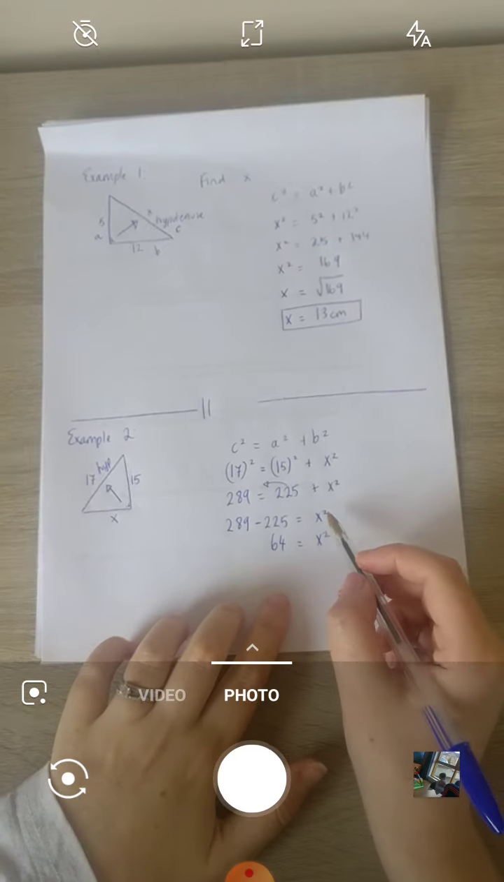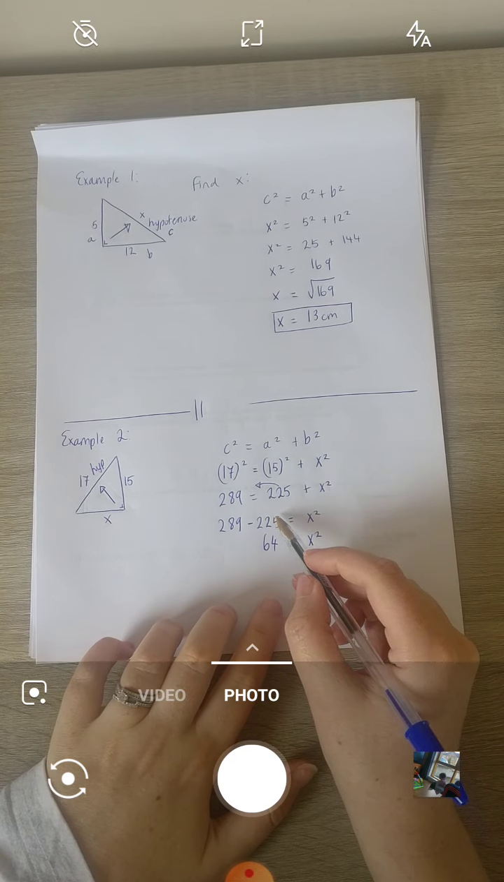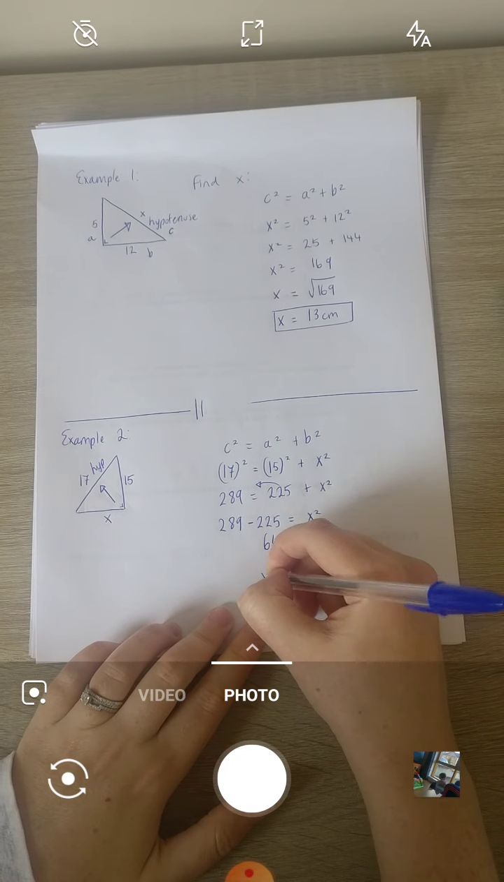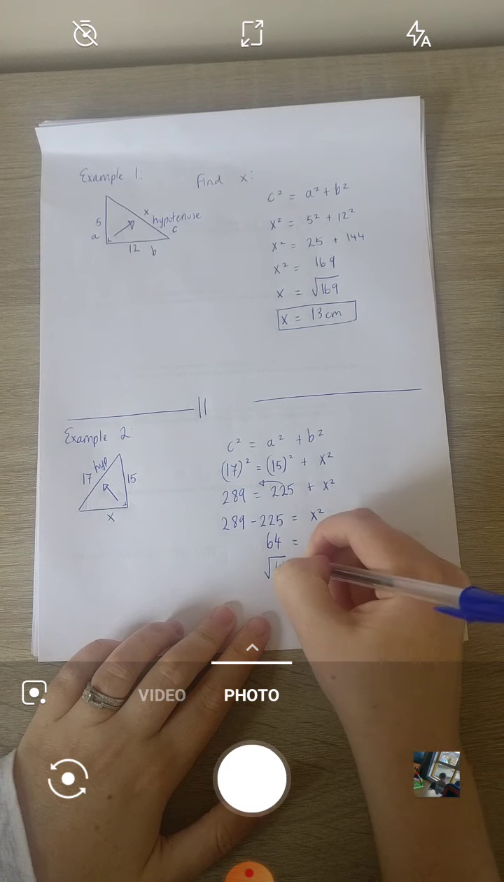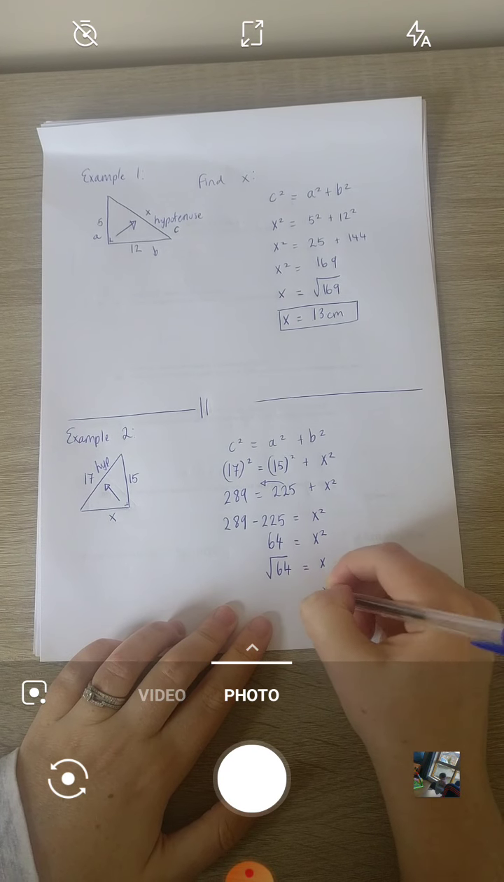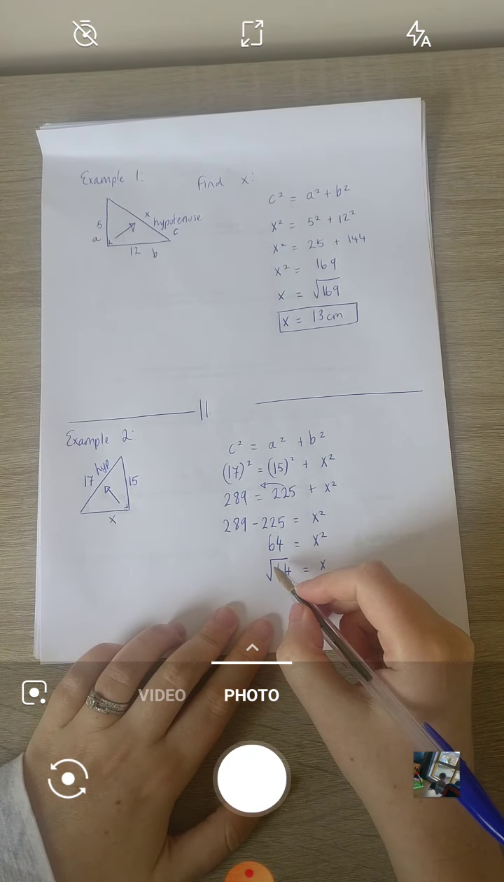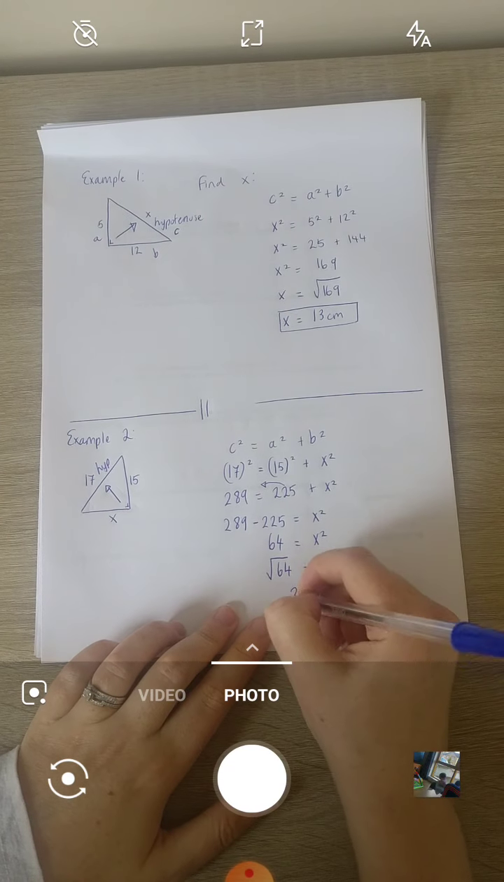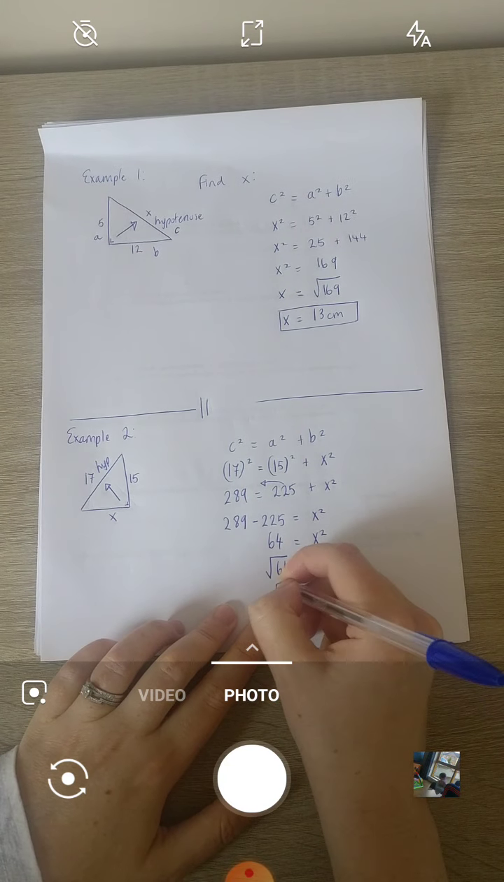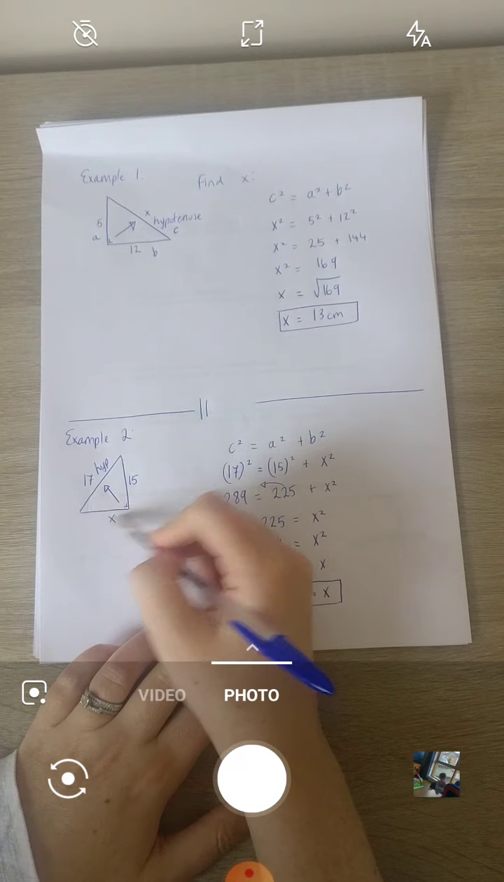And remember, if we are trying to get x squared and moving it to the other side, that's going to become the square root of 64 equals x. And what number multiplies by itself to give 64 would be 8. So 8 here is this side.